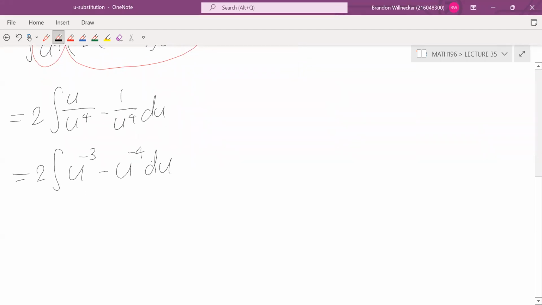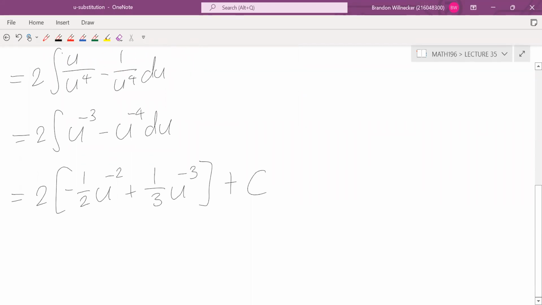So what do we do? We add 1 to the exponent to get a new exponent and then divide by that new exponent. So we end up with 2 times (minus 1/2 u to the minus 2 plus 1/3 u to the minus 3) plus c. Remember, always add plus c if we've got an indefinite integral. So this becomes minus u to the minus 2 plus 2/3 u to the minus 3, again plus c.